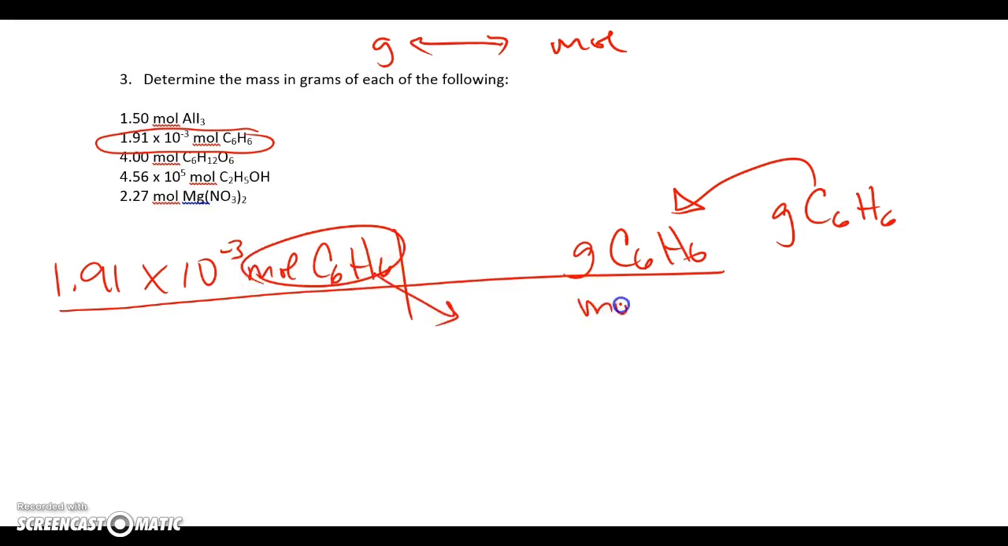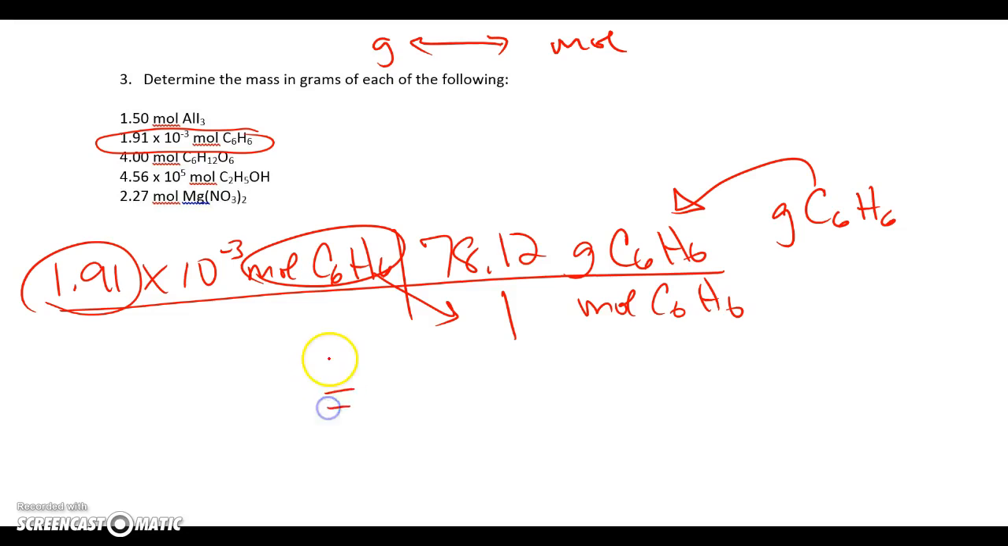It drops down here. Molar mass is always per 1 mole. And I did figure out the molar mass of this, and that's my number here. 3 sig figs. 1.91 times 10 to the negative third times 78.12 equals, with 3 sig figs, my answer looks like this, 0.149 grams C6H6.